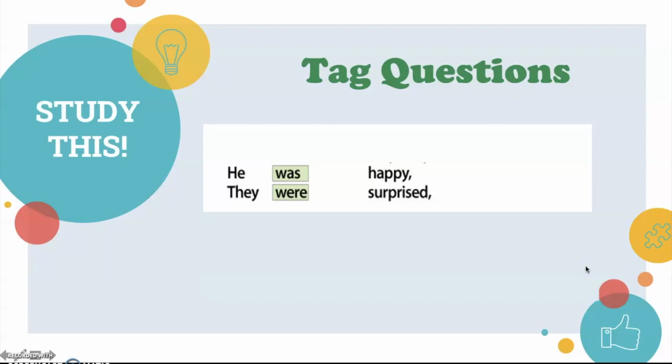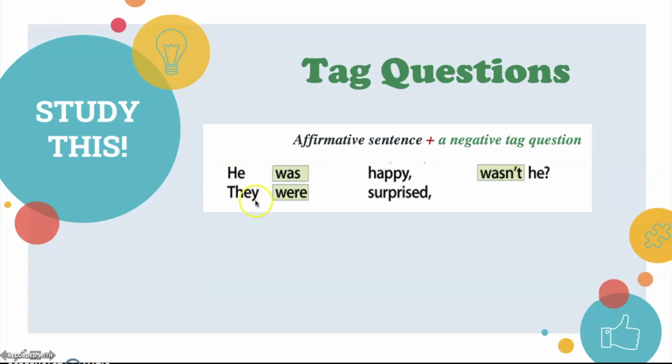You can use contractions or you can use full form. How can we make tag questions using the verb to be? For example, when we have an affirmative sentence, our tag question is going to be a negative one. We have, he was happy. Our tag question, wasn't he? They were surprised. Our tag question, weren't they? You see, affirmative sentences and negative tag question at the end.